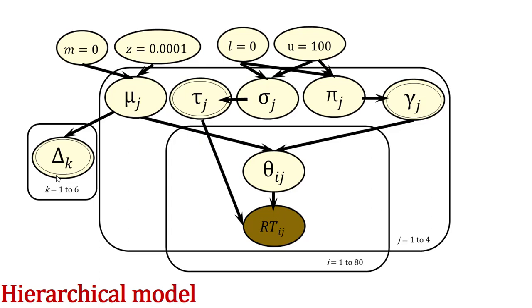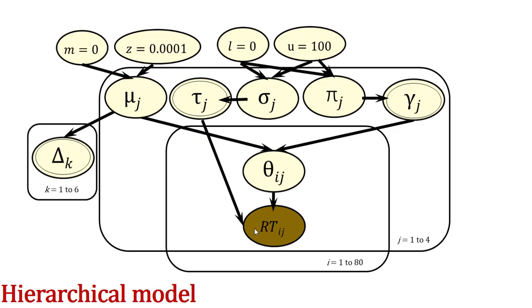And so basically the probability of the data, or probability of values of reaction time, are normally distributed with a mean of theta, and we've got 1 mean per participant per condition. So because these two are both in the I plate and the J plate, they repeat 4 times 80 times, so that's 320 times. So we've got 320 reaction times, and we have 320 thetas.